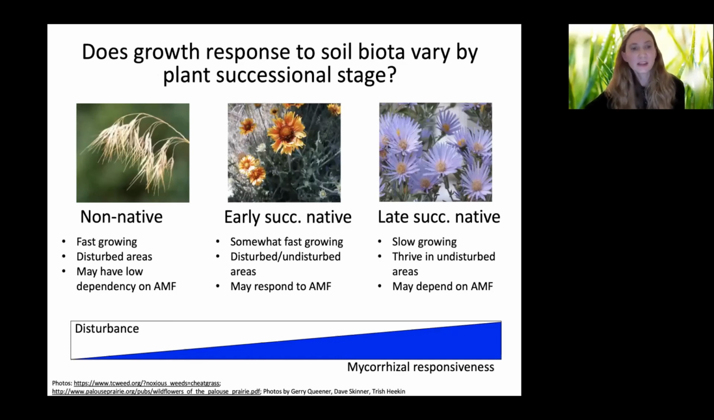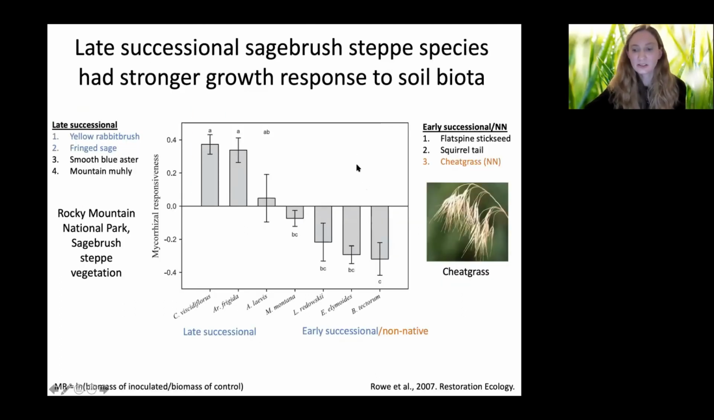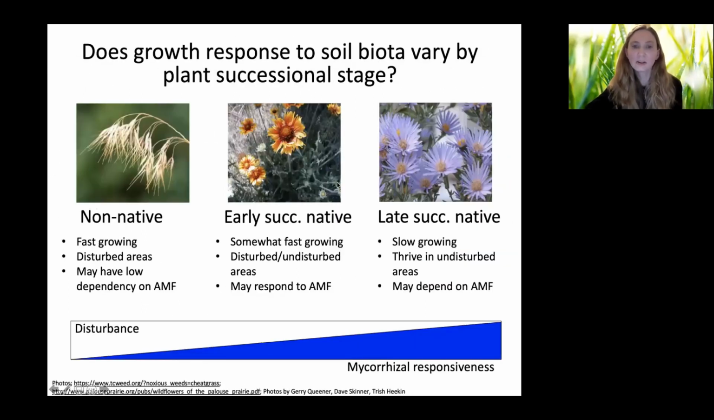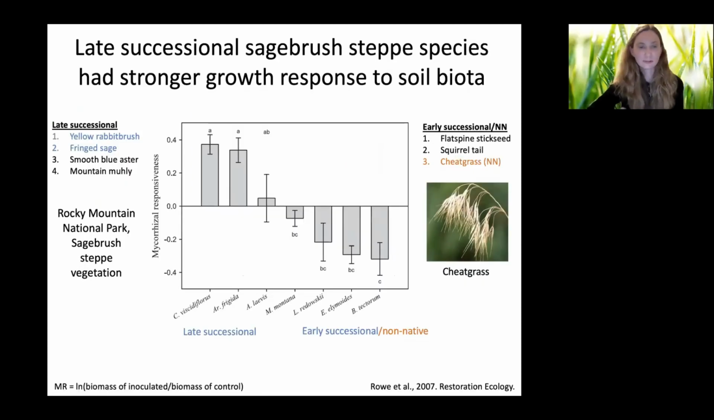So to test some of this, we looked at these different successional stages. So we have the non-native plants, the early successional native plants, and the late successional native plants. And we started to look to see if there was any pattern in their response based on the data we have so far. And in the tallgrass prairie system that I had been working with previously, there was a very strong gradient where the late successional native plant species were much more responsive to the mycorrhizal fungi than early successional or non-native. But it hasn't been looked at in the Palouse.